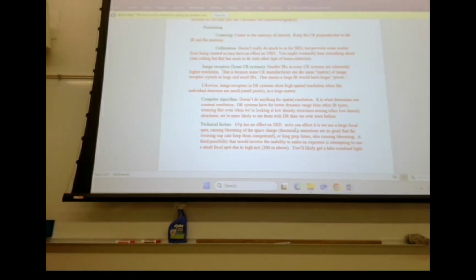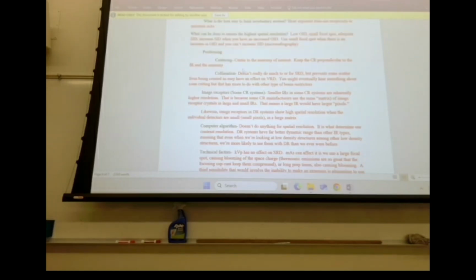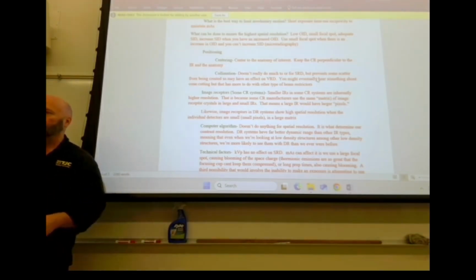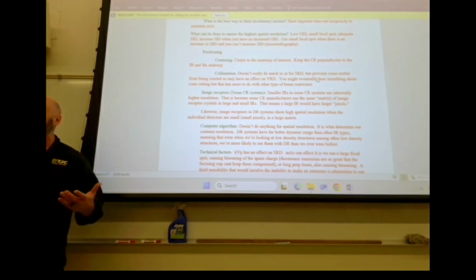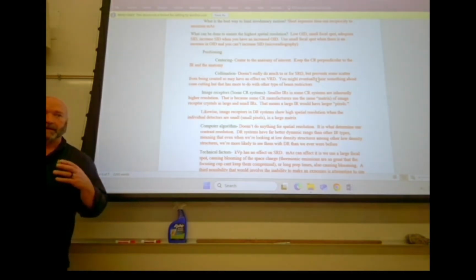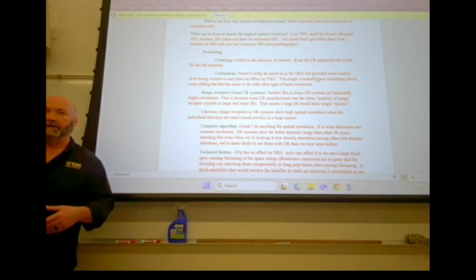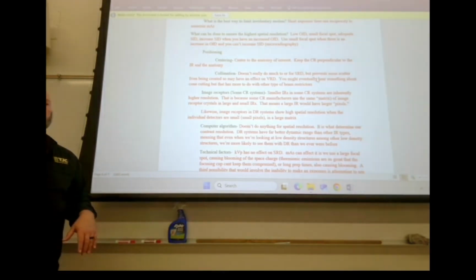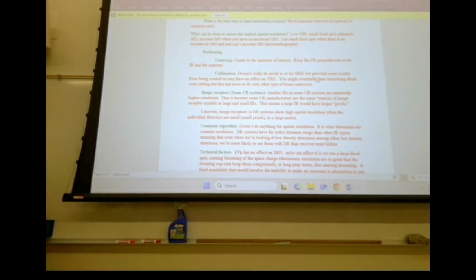So sharpness for recorded detail is not really controlled by the computer algorithm. Visibility is. Collimation doesn't really do anything for sharpness or recorded detail. I did add something to that, and I don't even know that this is equipment that's used anymore: extension cones. If you remember back to the first part of last semester, all the different types of beam restrictors. We had diaphragms, cones, and collimators, right? So an extension cone could reduce sharpness of recorded detail. That's what we refer to as cone cutting.